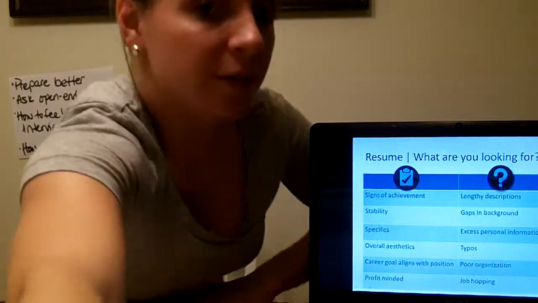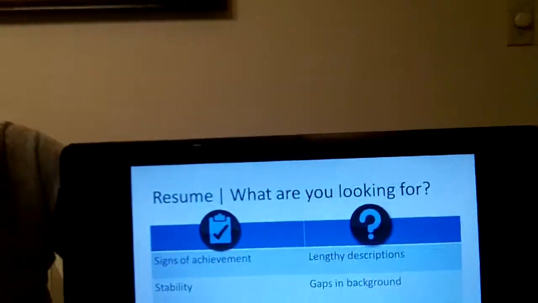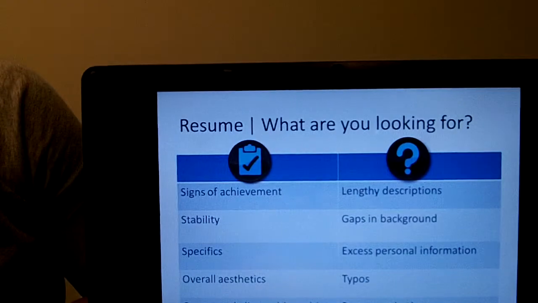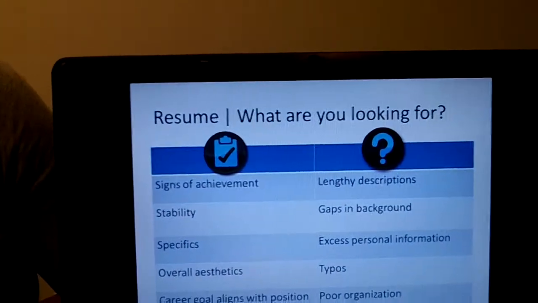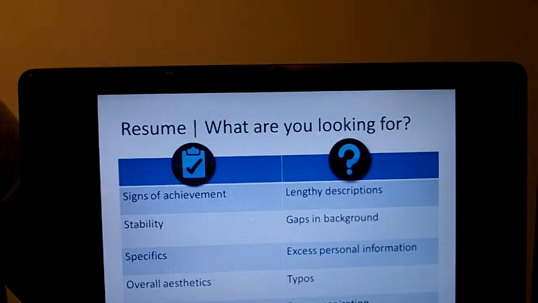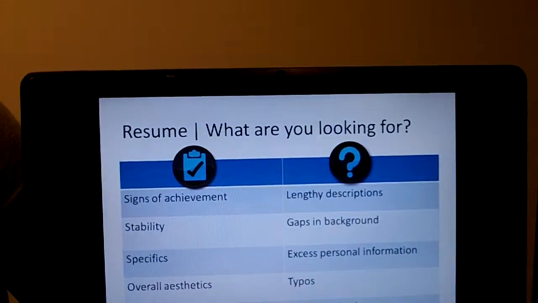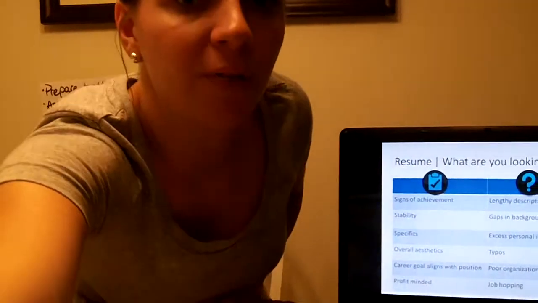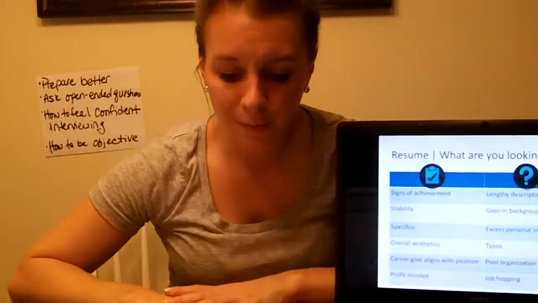Signs of achievement, stability, overall aesthetics, career goal aligns with the position, profit-minded. But what are some things that leave us with question marks? Gaps in background, typos, poor organization, a little job hopping. So we definitely see a little bit of everything in resumes.